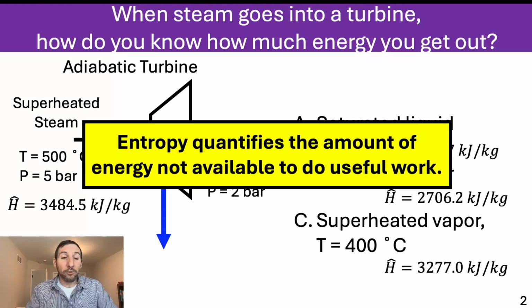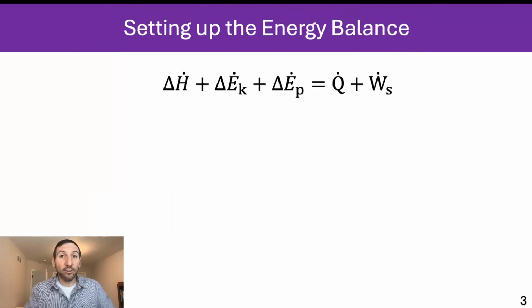The first thing we're going to do is look at our energy balance, because the energy and entropy balances are going to be tied together. Looking at our energy balance, we've got the traditional energy balance: delta H plus delta EK plus delta EP equals Q dot plus Ws dot. Now, for our system, there's nothing mentioned in terms of our kinetic or potential energy to indicate that there's going to be a huge change, so we can assume those are going to be 0.